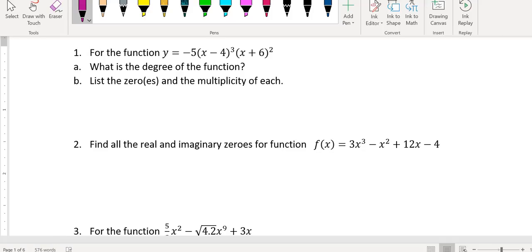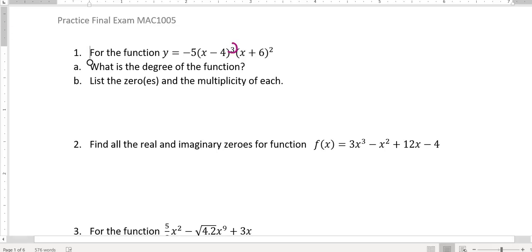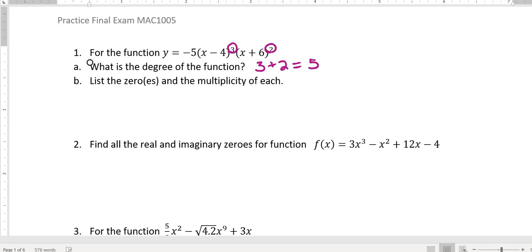Okay, so the first one wants us to find the degree of the function. All we need to do is look at the exponents, so we don't have to multiply it out. We just look at the exponents and add them. The first exponent is 3 and the second exponent is 2, so the degree of this polynomial is 5.